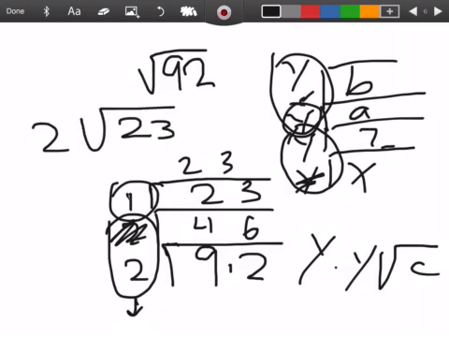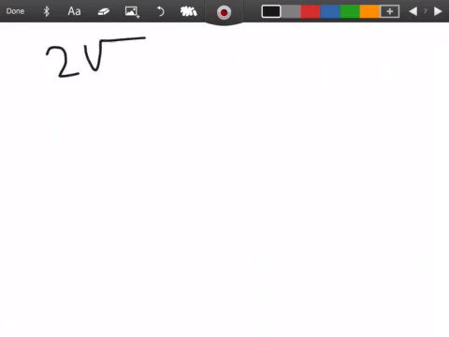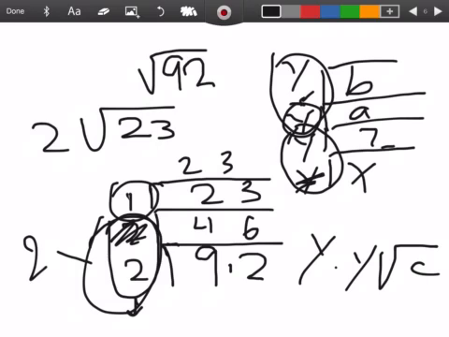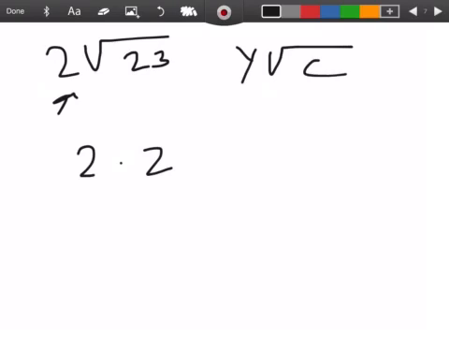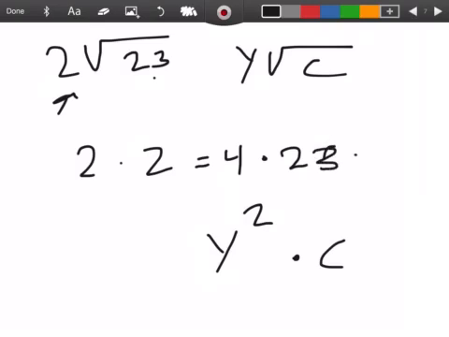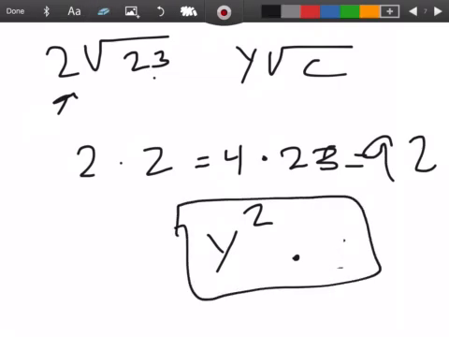And we have 23. Now, there's a way to check. Since remember we had 2 of the number 2s right here, we have 2 of them. So what we can do, if you want to check for sure, is multiply: you basically do y squared multiplied by c. So this would be 4 times 23, which equals 92. That's basically how you check: y squared times c. Exactly how you do it.